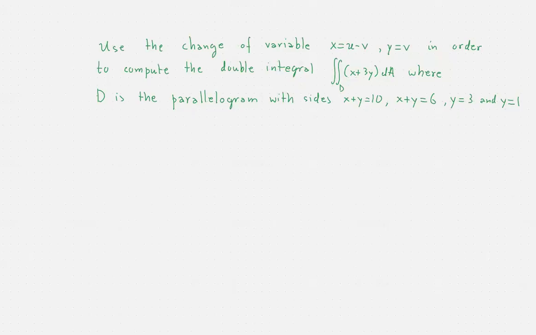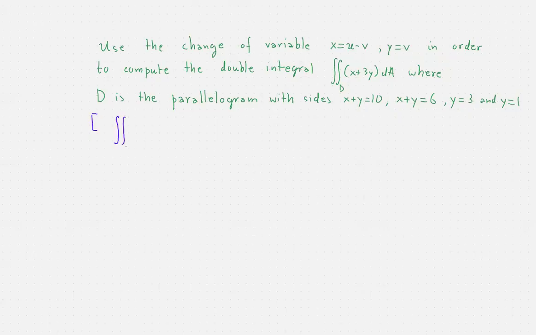So we would like to compute the double integral of the function x plus 3y over D, where D is a parallelogram given by the four lines that are listed here. And we wish to do this by performing a change of variable. And let's once more recall how such a change of variable is performed.